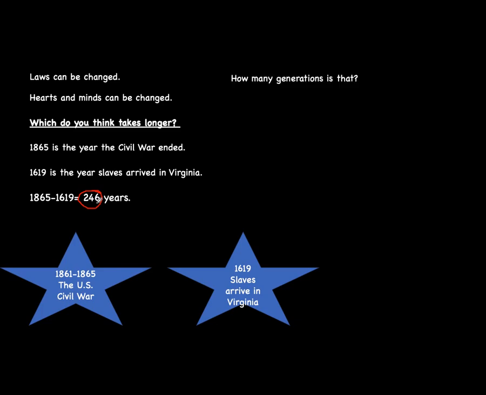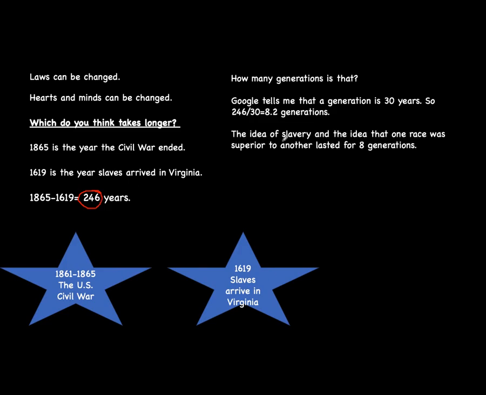How many generations is 246 years? Well, I just Googled a generation, and Google says that a generation is 30 years. So 246 divided by 30 is 8 generations, 8.2. Which means that the idea of slavery and the idea that one race was superior to another lasted for 8 generations. Now, not all believed it, but enough did to make it a problem still today.